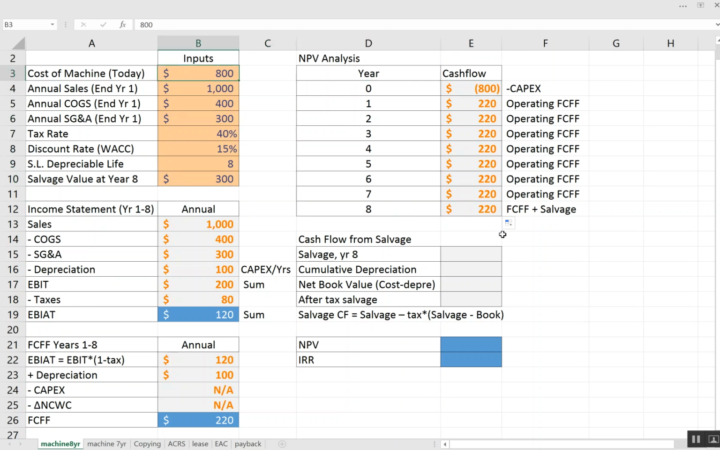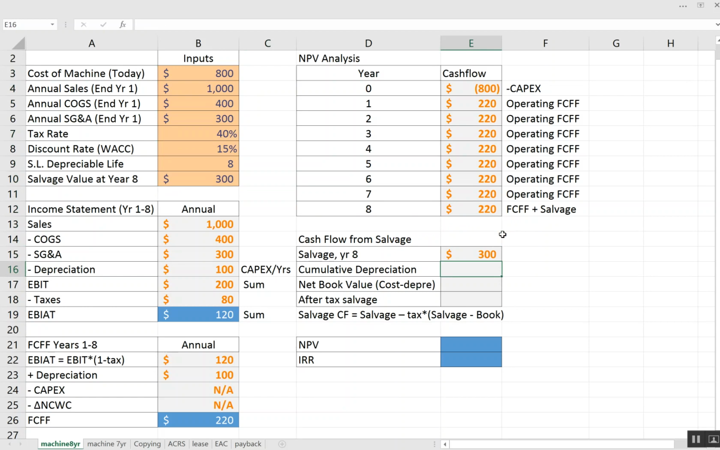Now, in all the examples I'm going to use in this course, we're just going to amortize the full amount of the machine over its depreciable life, not accounting for the salvage value. Normally an accountant would say you would actually only depreciate the difference between the cost of the machine and the salvage. But for all our examples, we'll just pretend the salvage is kind of a surprise. We're going to depreciate it down to a 0 salvage. But in the end, we know we're going to get $300 for this asset.